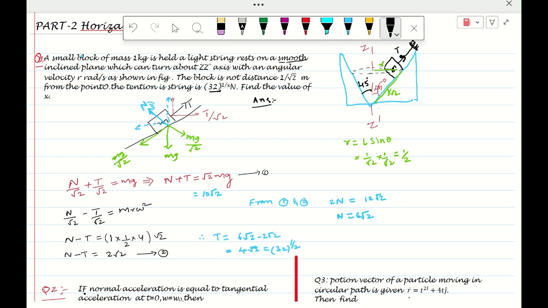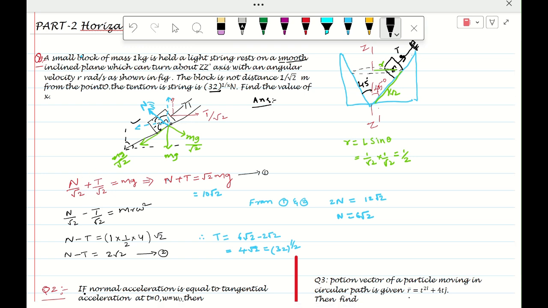Here N resolves into two components. Anyhow theta equals 45 only, so no need to worry. This will become theta 45, this also 45, this also 45. Wherever theta is 45, no need to worry. If 30 or 60 were given, it would be confusing where 30 and where 60 come. Here 45 is given, so here also 45, here also 45, and here also 45.